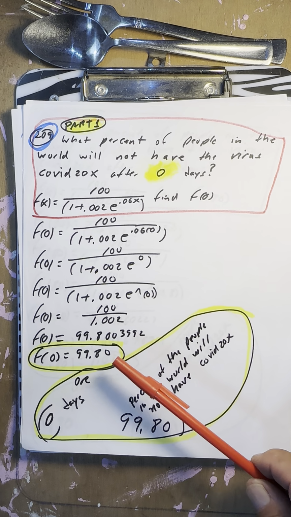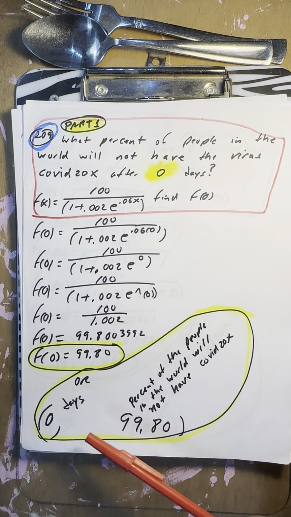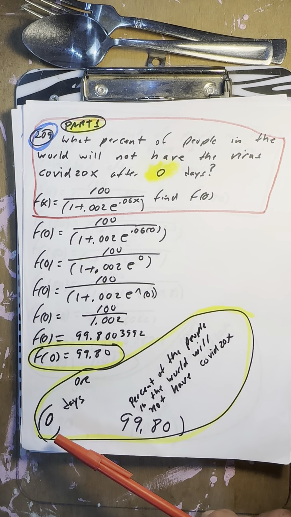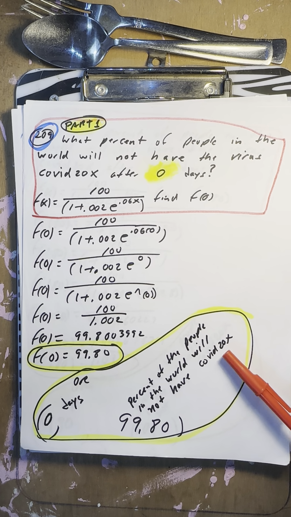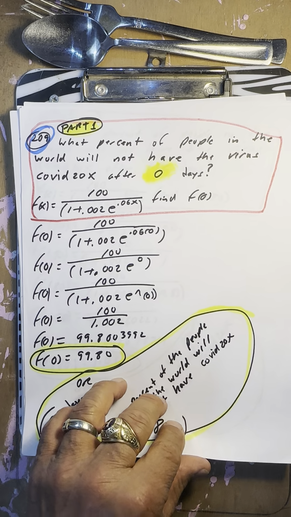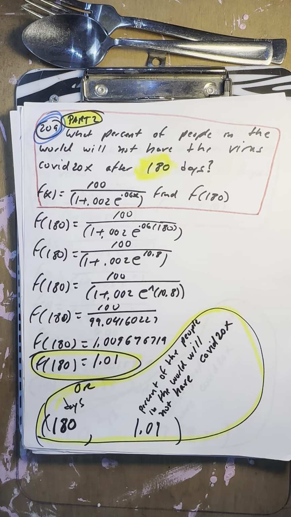So what that tells me is, I rounded it to this. So in 0 days, 99.80% of the people in the world will not have it, will not have COVID-20X. Okay? They won't have it. Okay, 0 days. Now, what happens if time goes by? You know what happens. More people will get it.